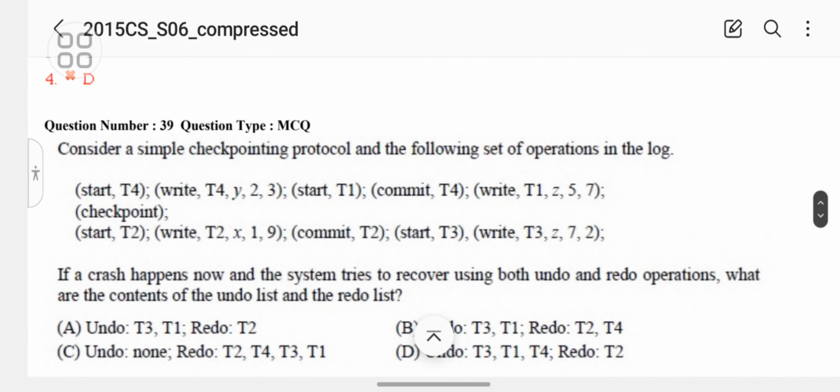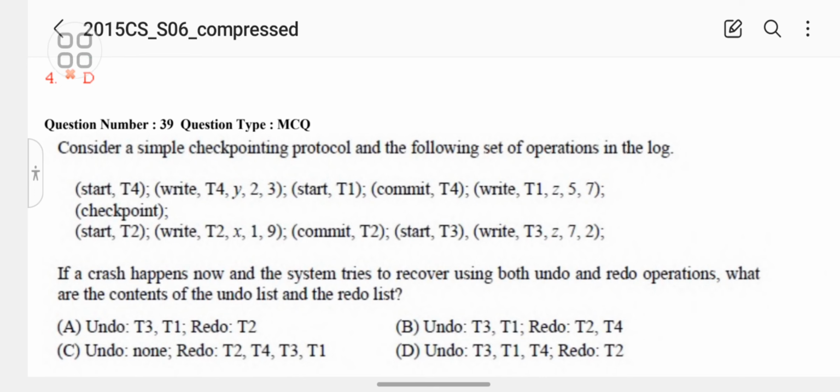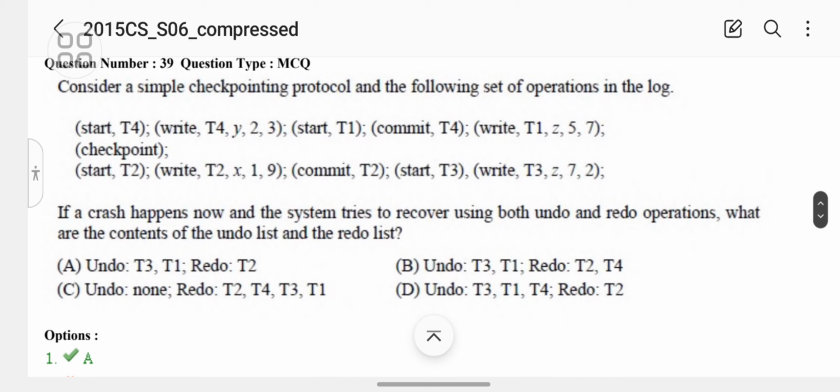Now 39: consider a simple checkpoint protocol and the following set of operations in the log. If a crash happens now and the system tries to recover using both undo and redo operations, what are the contents of the undo list and the redo list? So for this the answer is A, that is undo T3, T1 and redo T2.